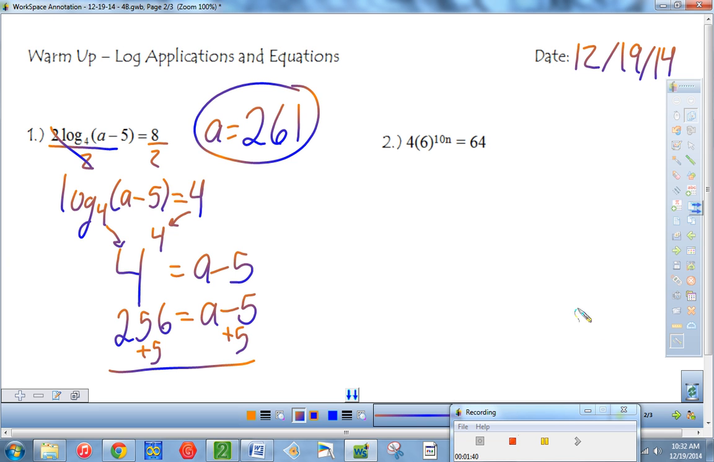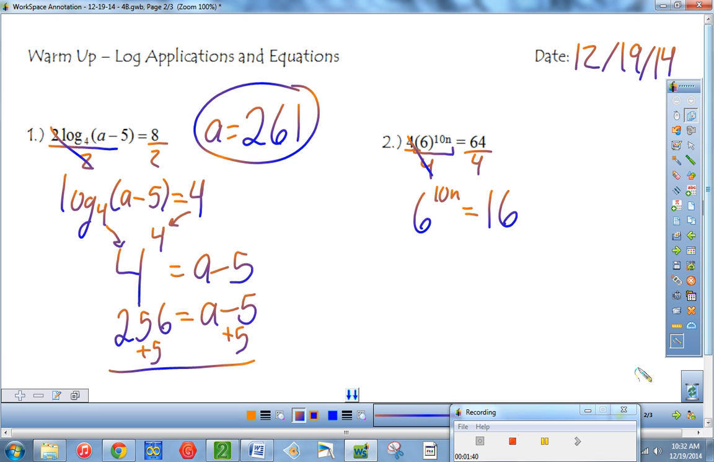So you've got to get the logarithm all by itself. How about this guy? So the 6 is the base number in this guy, so it's being raised to an exponent. How do I get the 6 to the 10n all by itself? Divide by 4. We're good. So those guys will knock out. I'll have 6 to the 10n equals 16. And then what do I have to do?